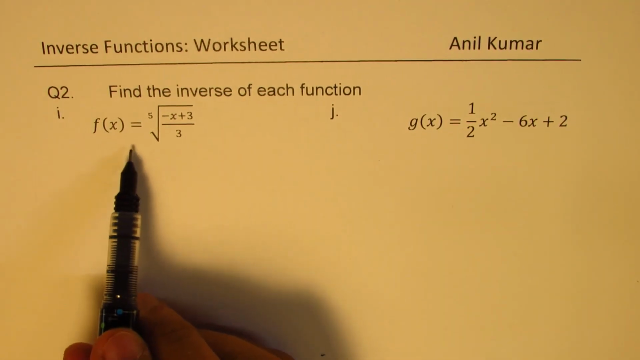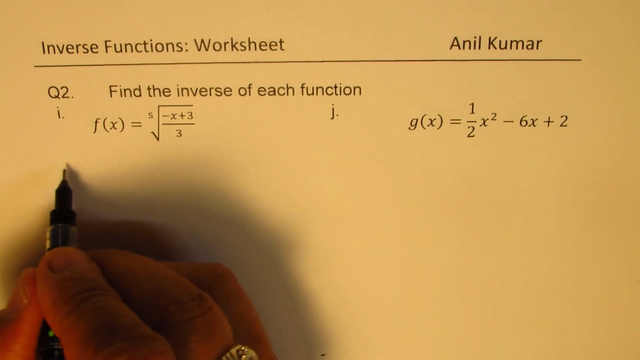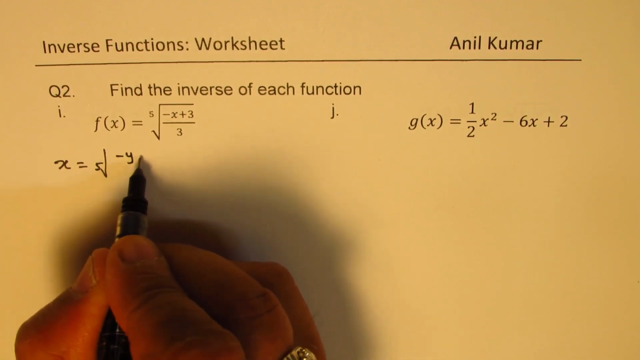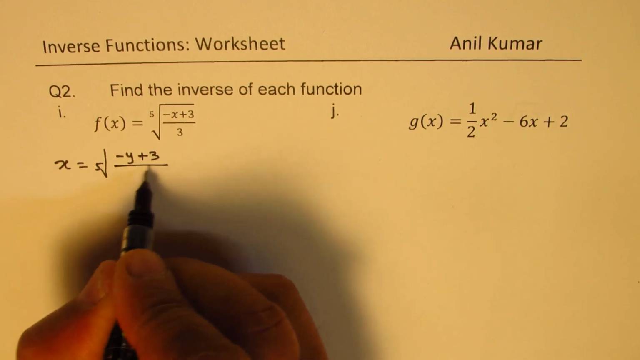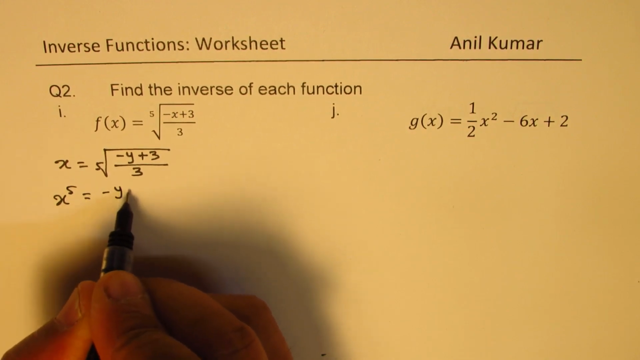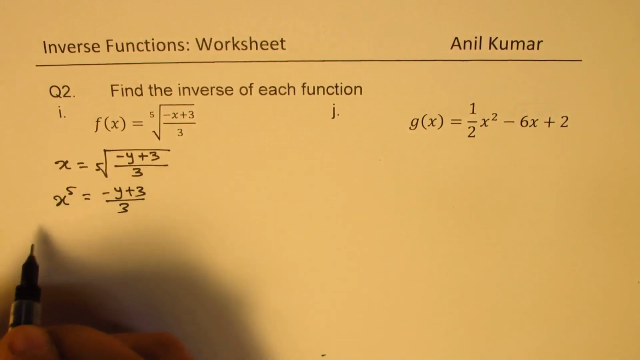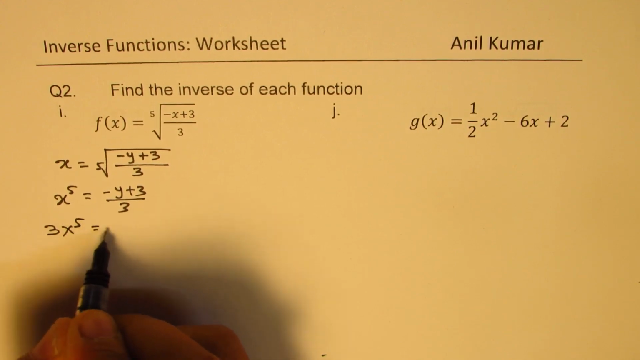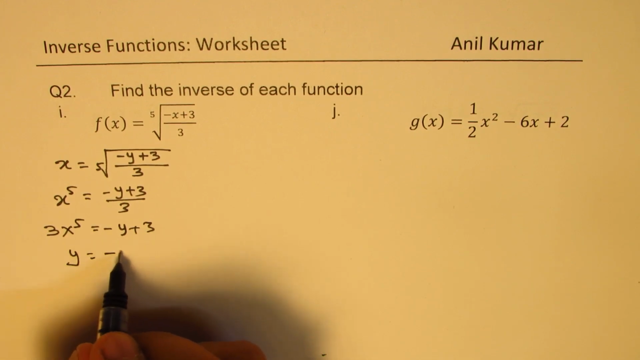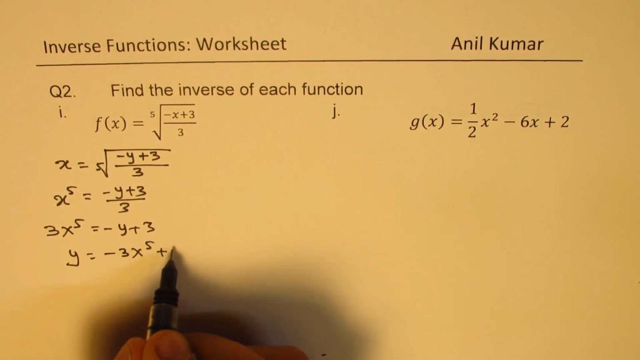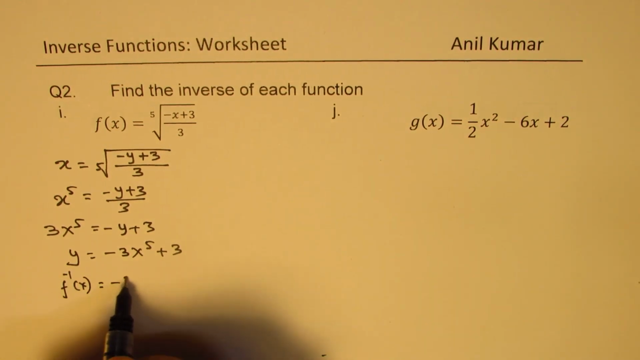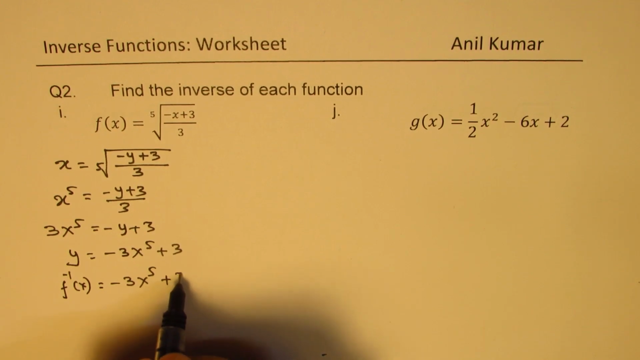So f of x is this. To find the inverse, we'll swap, so we write x equals fifth root of (minus y plus 3) over 3. So we can write x to the power of 5 equals (minus y plus 3) over 3. Multiplying by 3, we get 3x to the power of 5 equals minus y plus 3. Taking y on this side, we get y equals minus 3x to the power of 5 plus 3. And that becomes the inverse of this particular function.